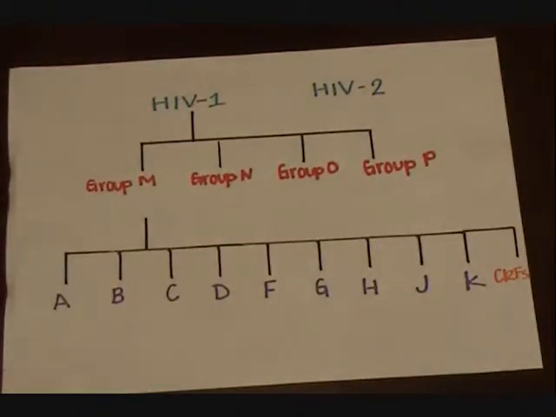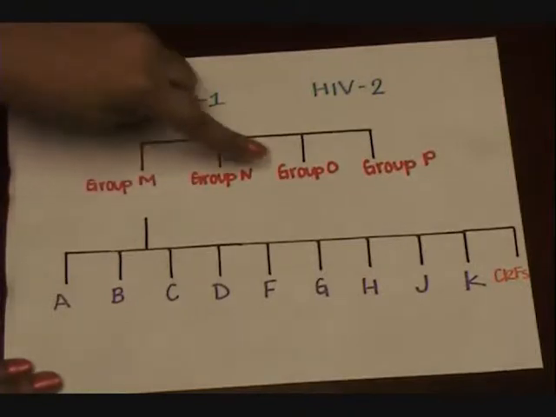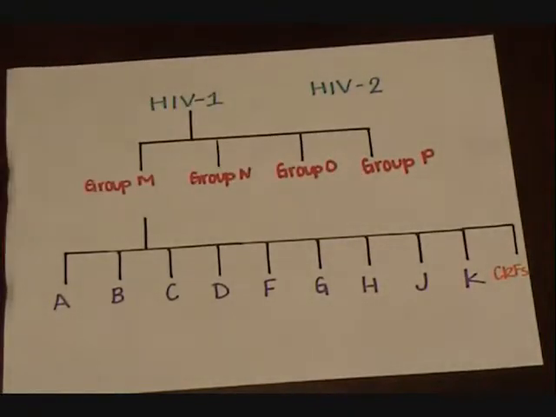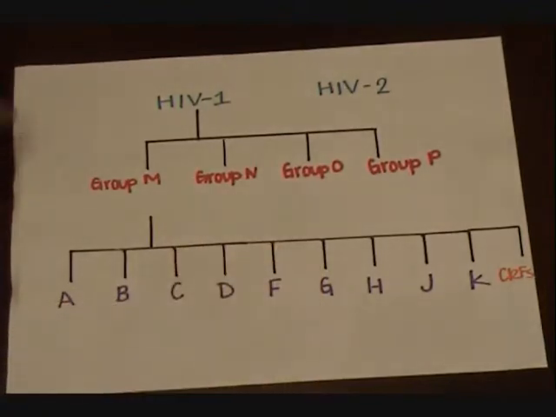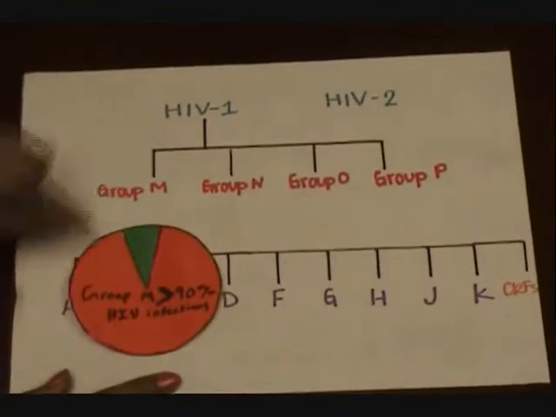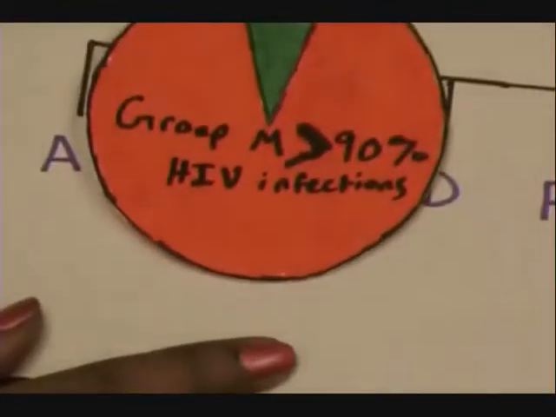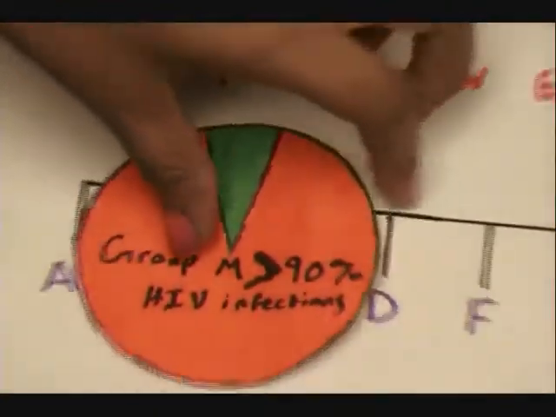The 4 subtypes include the following groups: Group M, Group N, Group O, and Group P. Group O is restricted to West Africa, and Group N is a strain that was discovered in Cameroon in 1998. HIV-1 Group P is closely related to gorilla simian immunodeficiency virus. More than 90% of HIV infections are HIV Group M infections.